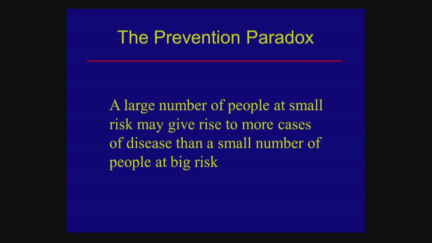And what this creates is a prevention paradox. It turns out that a large number of people at small risk may give rise to more cases of disease than a small number of people at big risk.